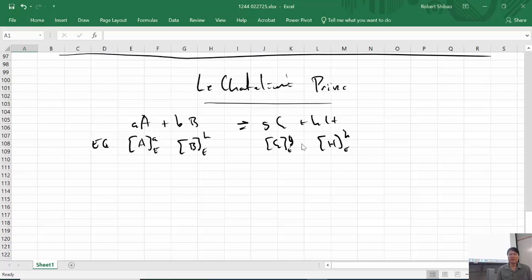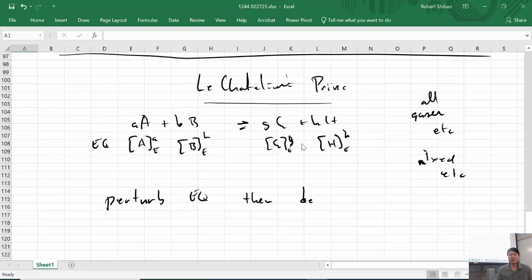And then we have gases, all gases, and then mixed states. What we do is we perturb the equilibrium. We screw up the equilibrium by messing up the ratio. We perturb the equilibrium and then determine how equilibrium will be reestablished.